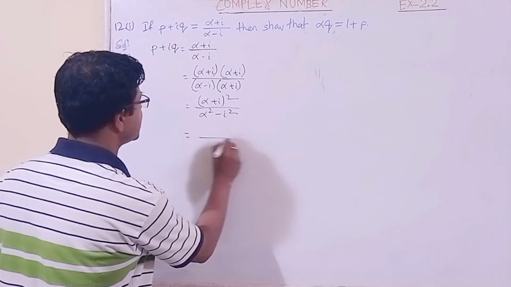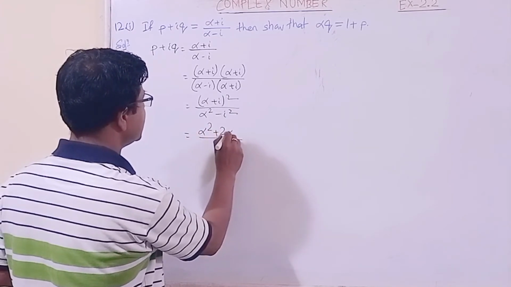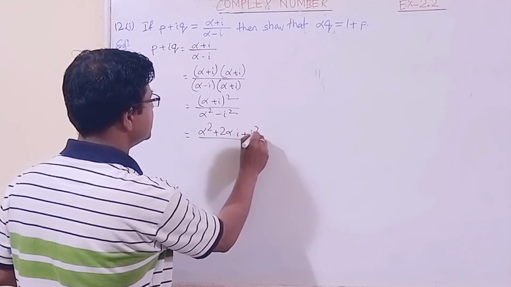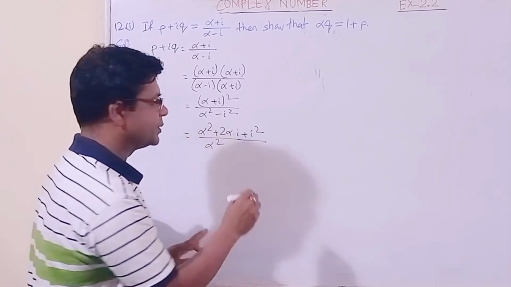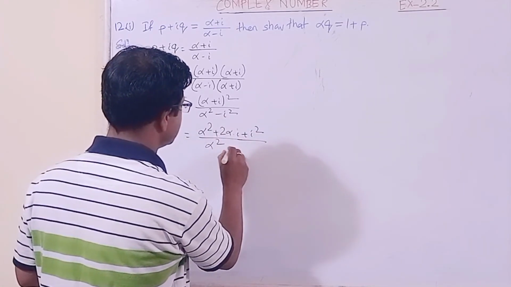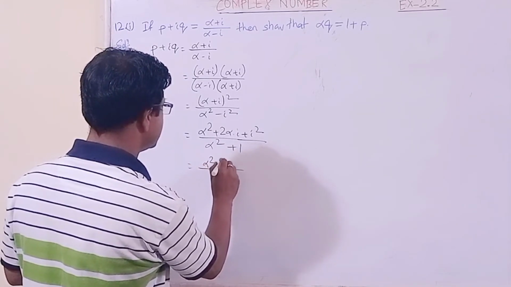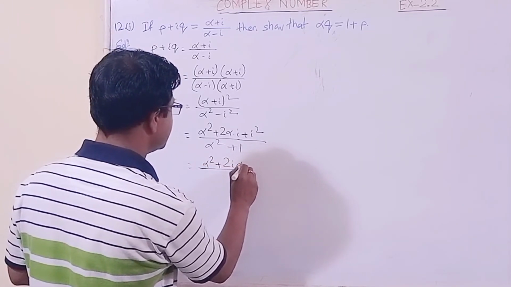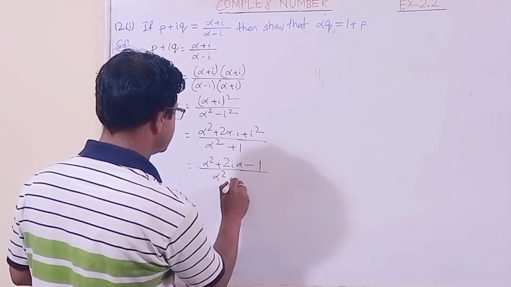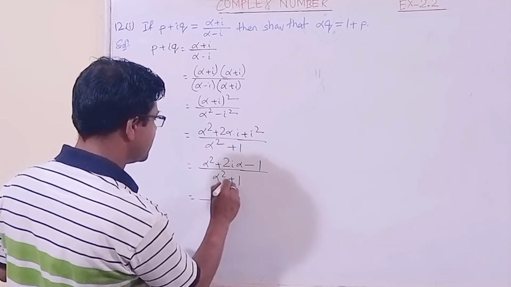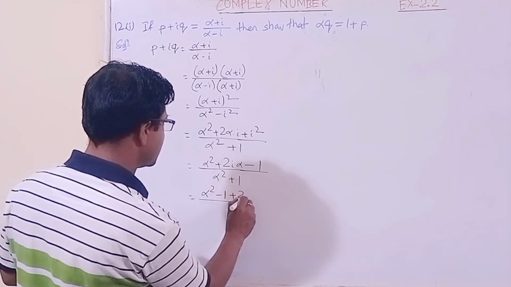Okay, so let us expand it. a plus b whole square is a square plus twice ab plus b square. Alpha square, and i square is minus 1, so minus of that minus 1 is plus 1. So this is alpha square plus twice i alpha minus i square, which is minus 1, so alpha square plus 1. So let us try to separate it a little bit. Alpha square minus 1 plus twice i alpha.